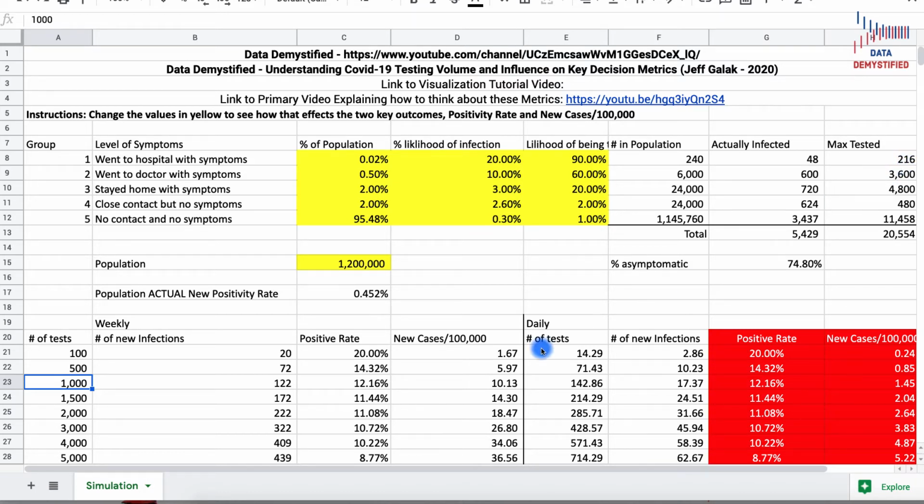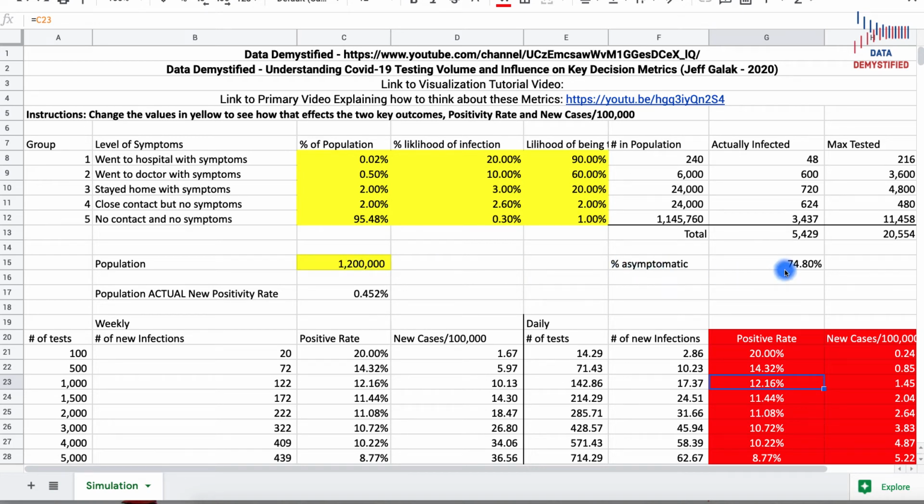And what we see is that changes the positivity rate that we observe to be 12.16%, and the cases per 100,000 to 1.45. What you're seeing is that the cases per 100,000 are going up because we're testing more and seeing more infections, but the positivity rate is going down. And the reason it's going down is because the true population positivity rate is right here, 0.452%. And that's because we have a total of 5,429 people who are actually infected, even though we don't know that from our tests, and that's out of a total of 1.2 million people.